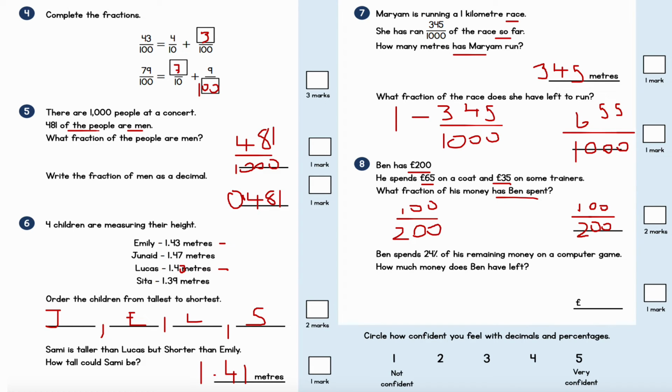Ben spends 24% of his remaining money on a computer game. How much money does he have left? He spends 24% of the remaining money, which is £100. So 24% of 100 is £24. £100 take away 24 is £76.